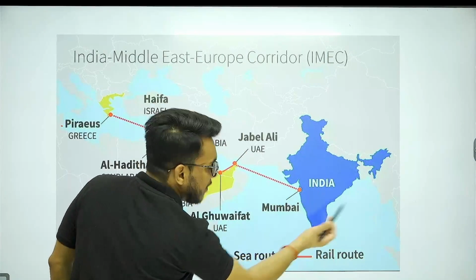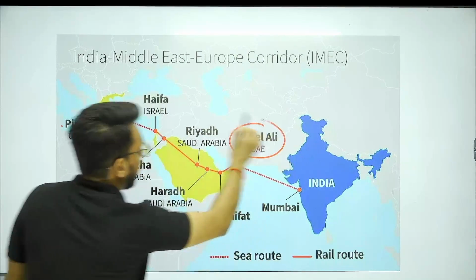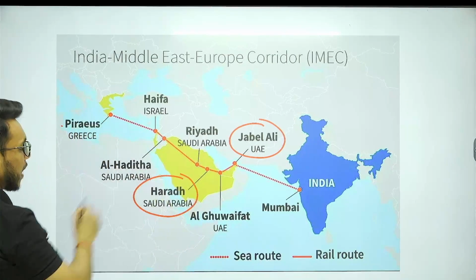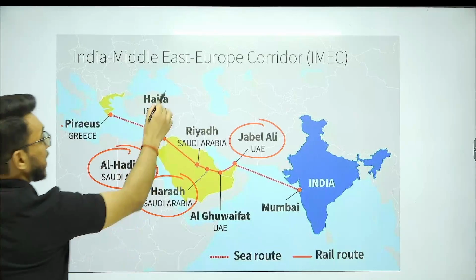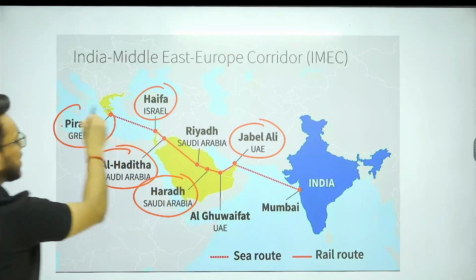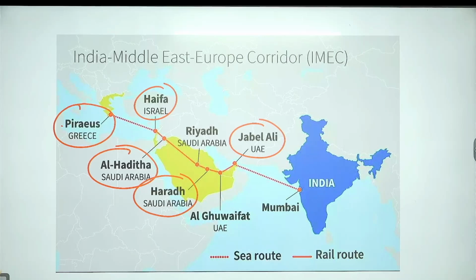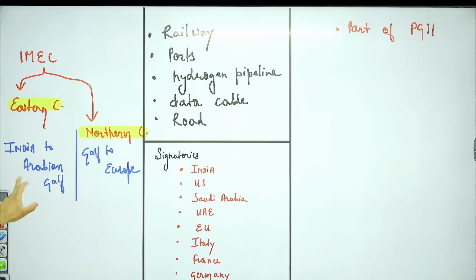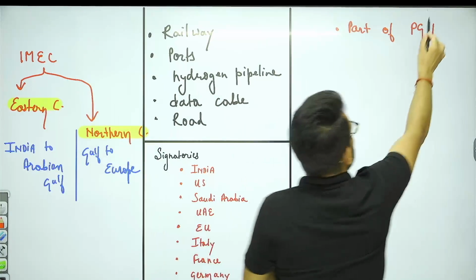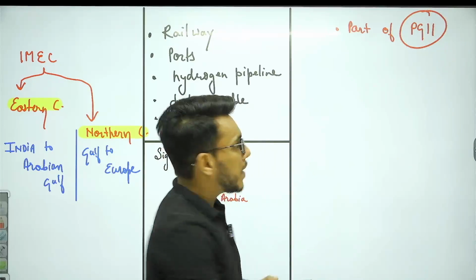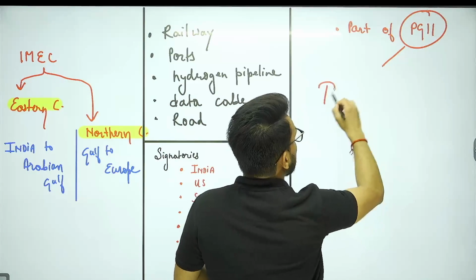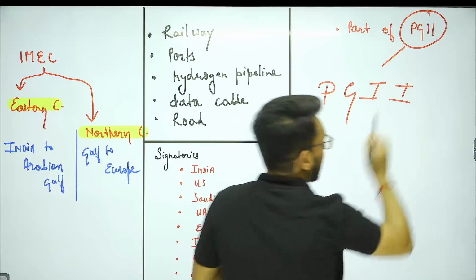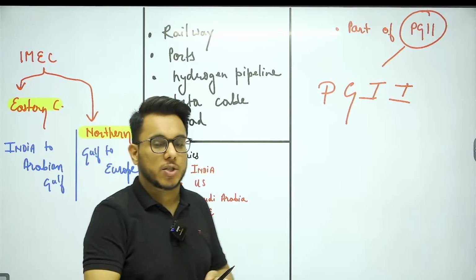So we have three ports in India, then Jabal Ali in UAE, then we have Arad in Saudi Arabia, Al Haditha in Saudi Arabia, then Haifa in Israel, and Piraeus in Greece. Okay, Piraeus in Greece. So this is the important component. Now, when we talk about this India, Middle East, Europe Economic Corridor, it is a part of PGII. What is PGII? PGII stands for Partnership for Global Infrastructure and Investment.